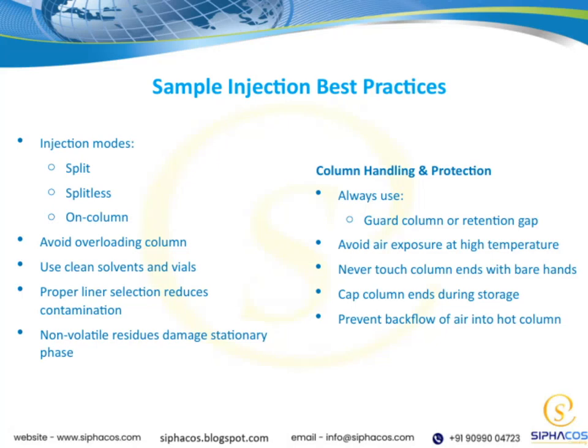When handling and protecting your chromatography column, always remember to use a guard column or retention gap. These act as a first line of defense, helping to prolong the life of your main column. It's also crucial to avoid exposing the column to air at high temperatures, as this can cause damage or degradation of the stationary phase. Never touch the ends of the column with your bare hands to prevent contamination or physical damage, and always cap the ends during storage to keep them clean and protected. Additionally, make sure to prevent backflow of air into a hot column, since this can disrupt the separation process and harm the column.